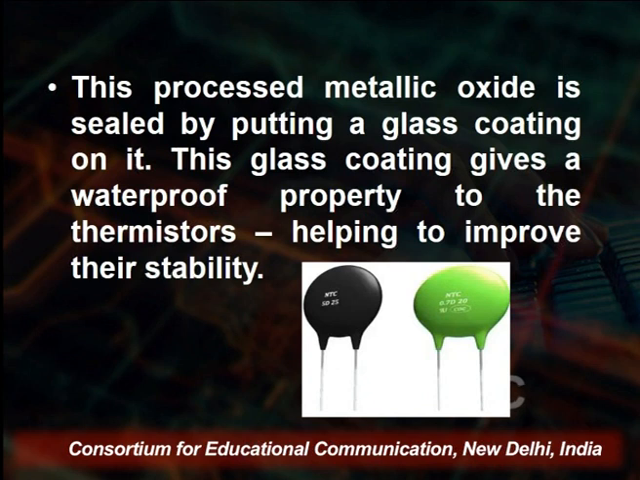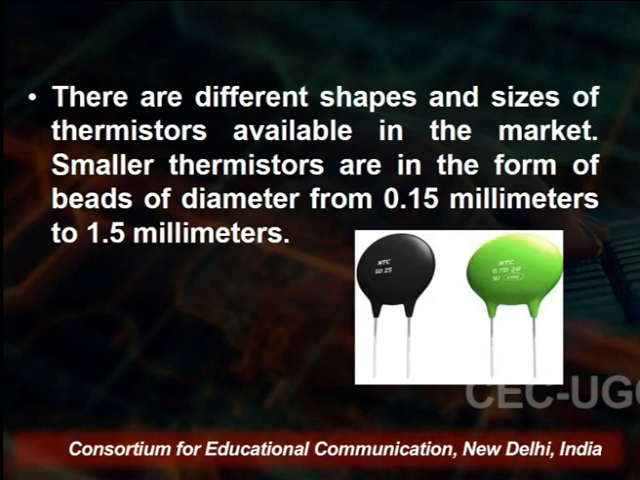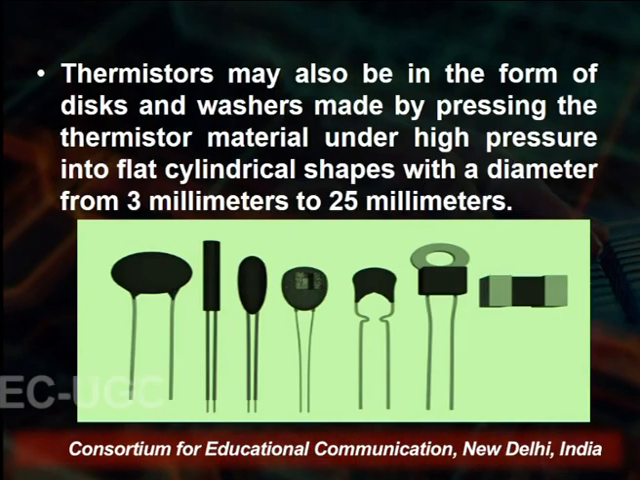There are different shapes and sizes of thermistors available in the market. Smaller thermistors are in the form of beads with a diameter from 0.15 millimeters to 1.5 millimeters. It depends upon the requirement and the output. Thermistors may also be in the form of discs and washers, made by pressing the thermistor material under high pressure into flat cylindrical shapes, with a diameter of 3 millimeters to 25 millimeters.